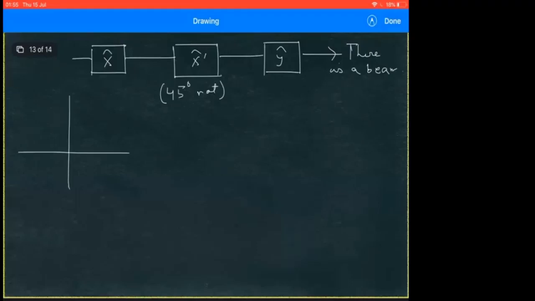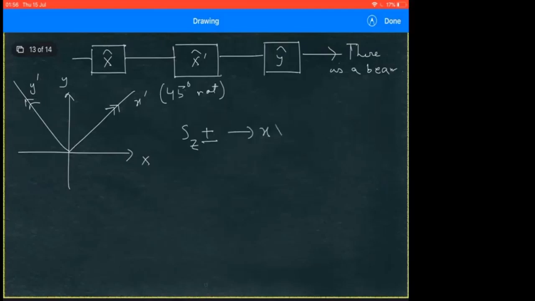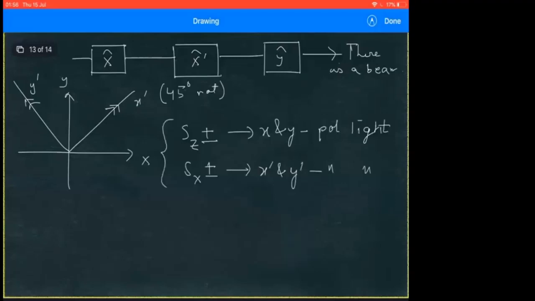Pictorially, if I'm looking from the front, and this is my X direction and this is my Y direction, then this is going to be my X prime and this is going to be my Y prime direction. In order to indicate X prime and Y prime, let me use double arrows. Now, this entire setup seems very similar to the Stern-Gerlach situation, provided we make a direct correspondence. The correspondence being, if I identify SZ plus minus to be X and Y polarized light, then SX plus minus can be thought of as X prime and Y prime polarized light. This is the first analogy that we make.